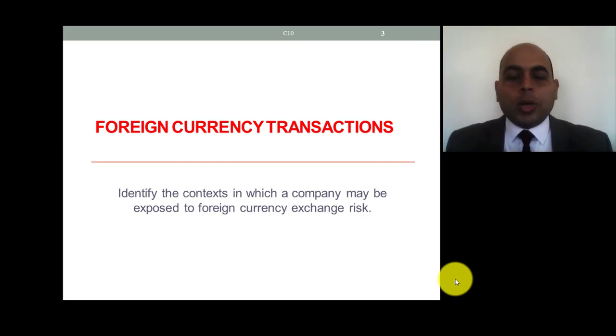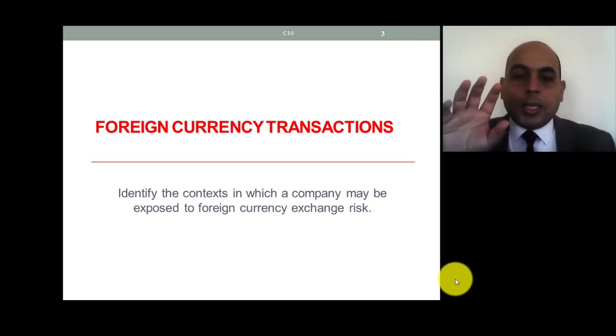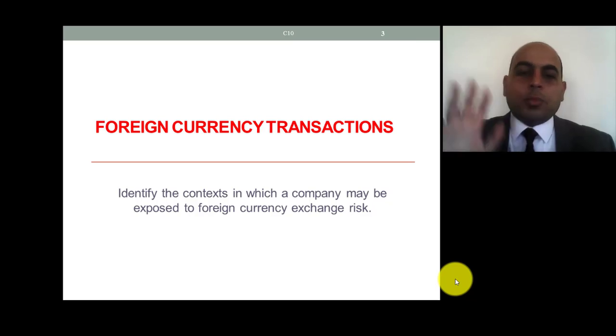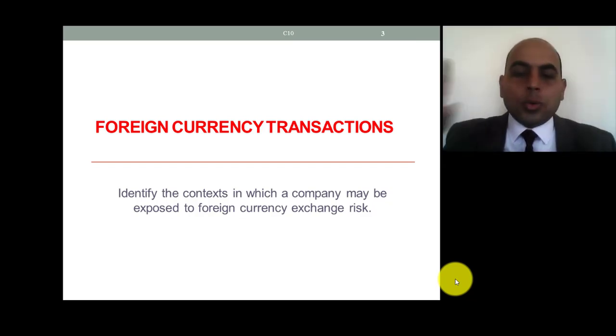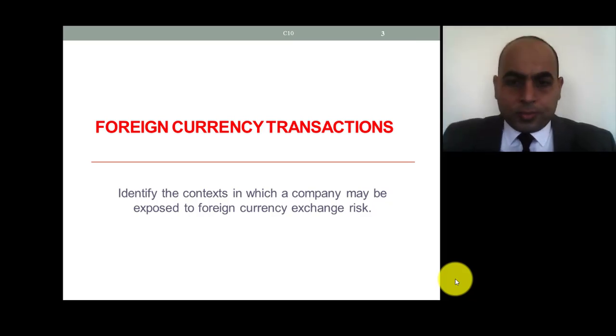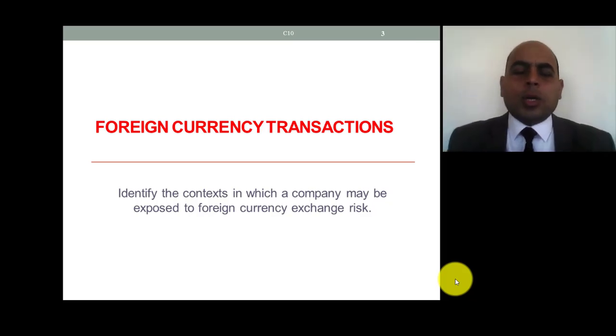Right now we are located in Palestine and we prepare our financial statements in Jordanian dinar. So the Jordanian dinar is the functional currency that we use to prepare our financial statements. Now we have imported goods from Turkey, for example, and the goods are denominated in US dollars, and we have to settle the amount that we owe on the date of settlement in US dollars. So in this case, this transaction is a foreign currency transaction.